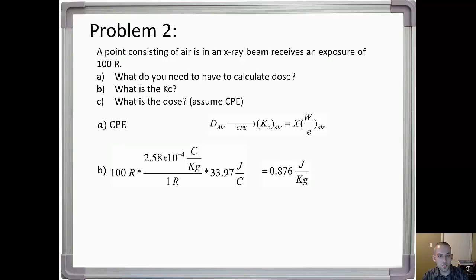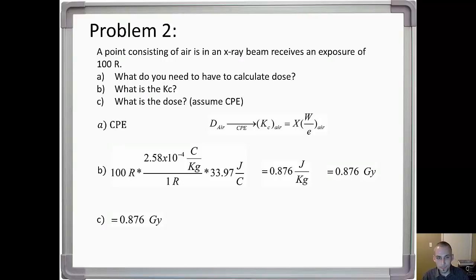Okay, so question C. Now what would the value of dose be? If we have collision kerma, what is the value of dose, and let's say we have CPE, charged particle equilibrium? They're the same. So as you can see from that relationship, dose in air is equal to collision kerma if you have CPE. So it's important to recognize that relationship.